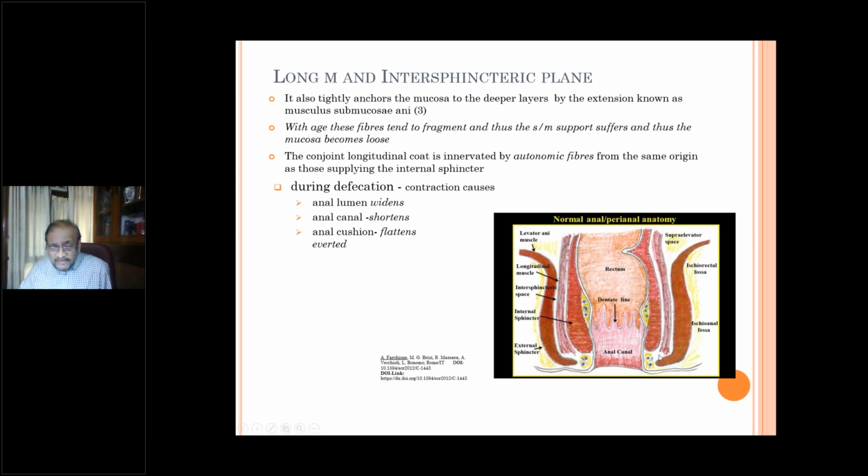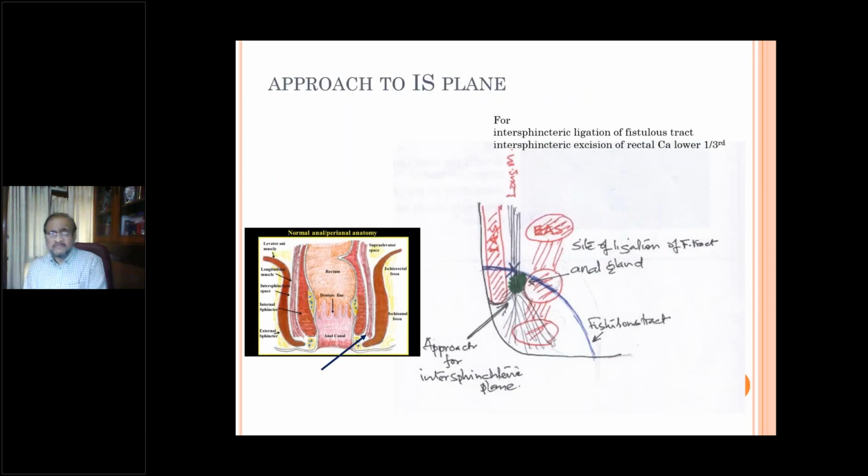What else? The fibers which are contracting here would pull the anal canal up. So it is shortening the anal canal, right? And when it's shortening, it would be flattening and everting your anal cushion. So when it's attached out here, it would be flattening. See, it's flattening out here. So anal cushions are flattened, everted, anal canal is shortened, anal lumen is widened. But these are not major functions of the longitudinal muscle. They are there, but probably they may not have any important function to play.